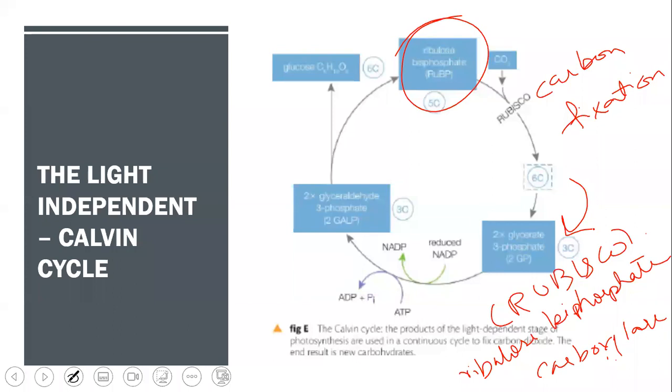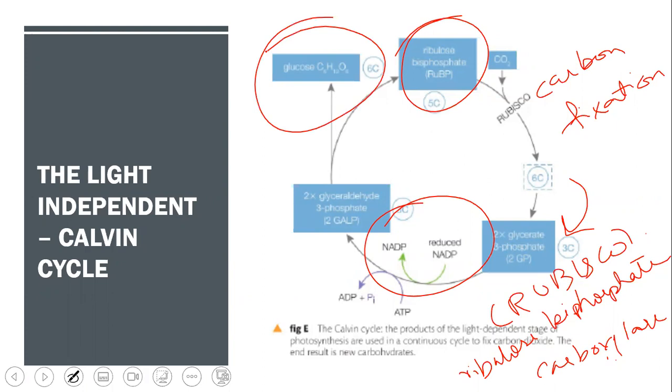After that, remember that reduced NADPH had hydrogen ions on it, right? The hydrogen ions from the NADPH, as well as the energy from the ATP, are going to be used for reduction. The glycerate 3-phosphate will be reduced to give you glyceraldehyde 3-phosphate. Again, 2 molecules of glyceraldehyde 3-phosphate will be produced. The glyceraldehyde 3-phosphate is then converted to give you glucose.